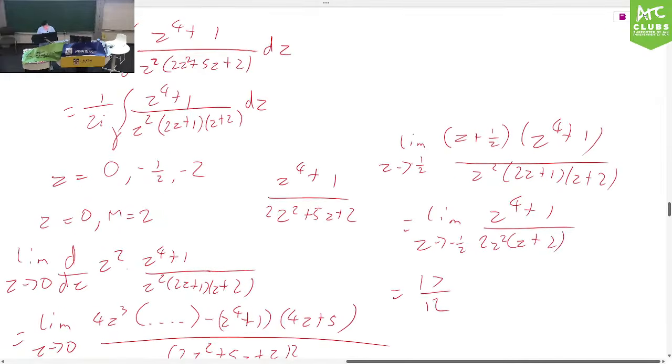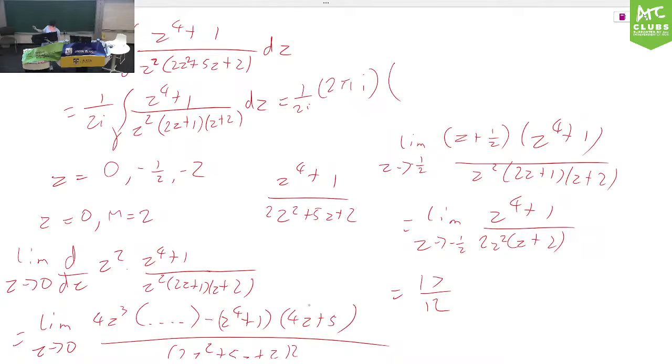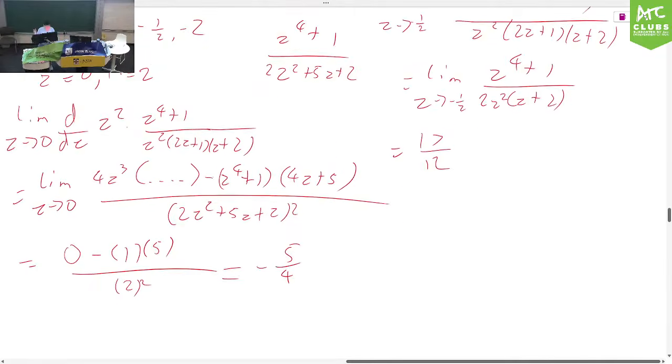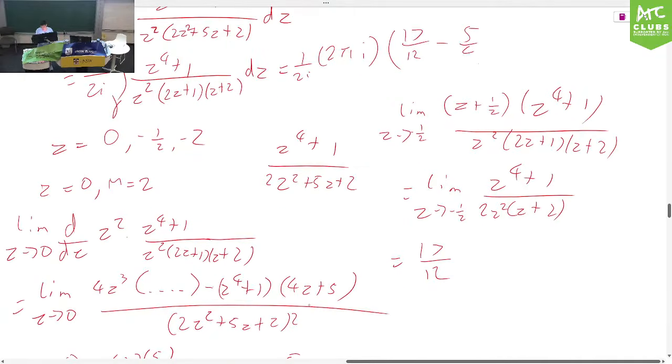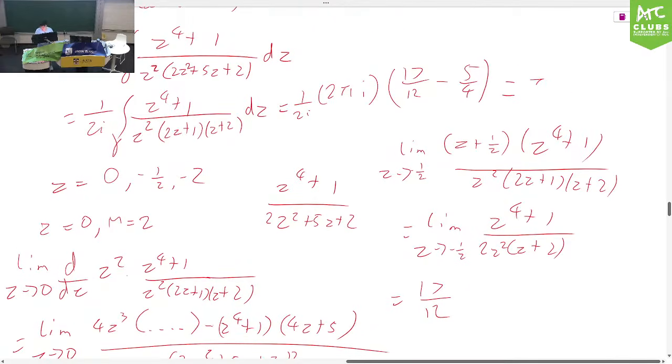Essentially, we found all the residues, so now we can just combine them. Remember, it's 1 on 2i, like 2 pi i, and then all the residues: 17 on 12 plus minus 5 on 4, so just minus 5 on 4. We see the two i's will cancel. This part though, I don't know.